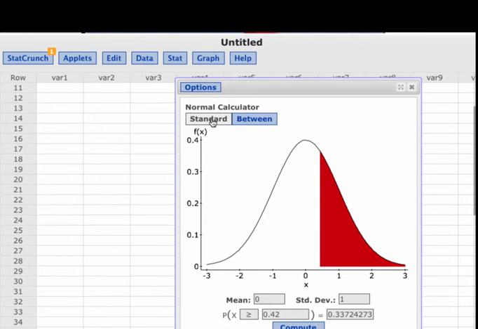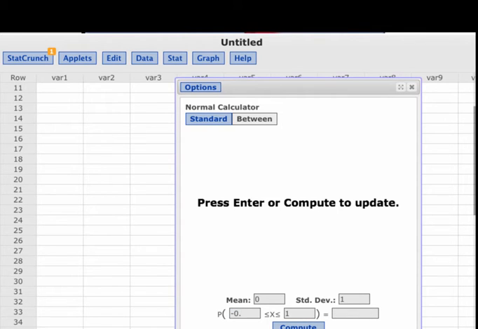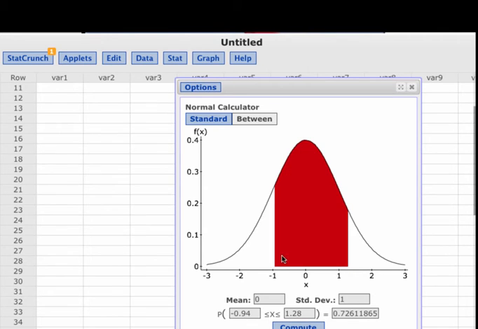We do have to choose at the top between and not standard. I'm going to leave the mean as 0 and the standard deviation as 1 because I was given a z-score, and that is the definition of a z-score. The problem asked me to find the area between negative 0.94 and 1.28. I enter those values in, hit compute. The picture agrees with what I expect between, and my area is given right here. Again, you are responsible for rounding.